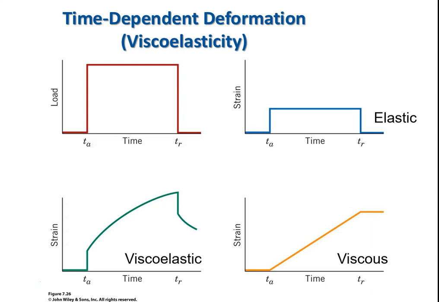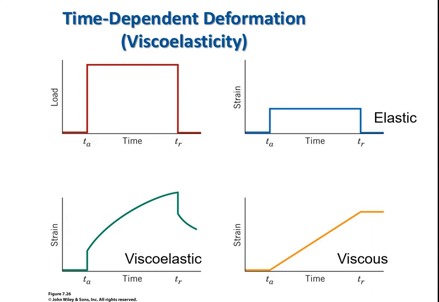And then from the time we apply the load at TA, looking at the yellow curve in the bottom right, for the same load, no increase in load, constant load, we would get a strain that increased linearly with time until we release the load. We would not recover any of that strain. It would all be permanent. And so that's following stress equaling viscosity times strain rate.